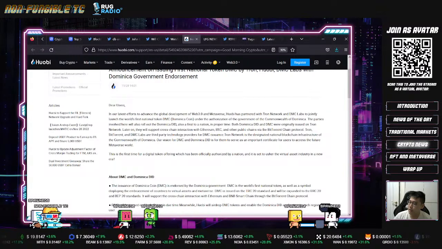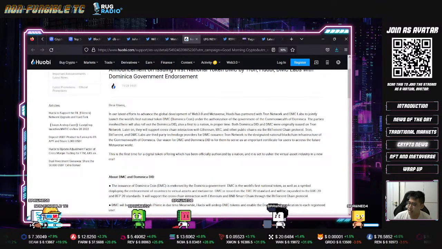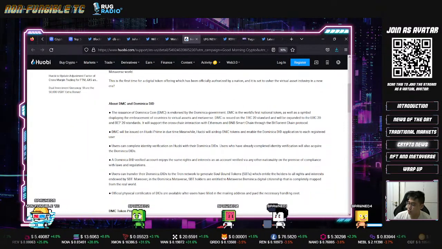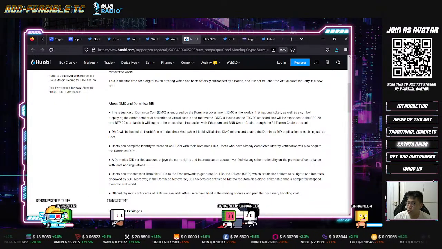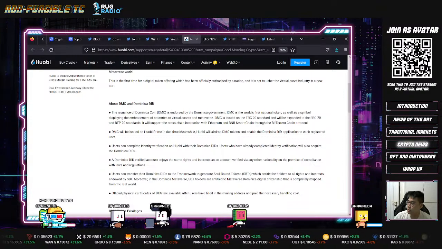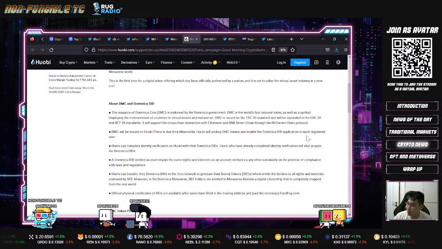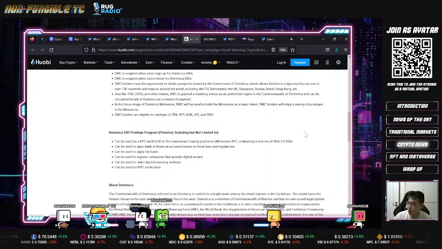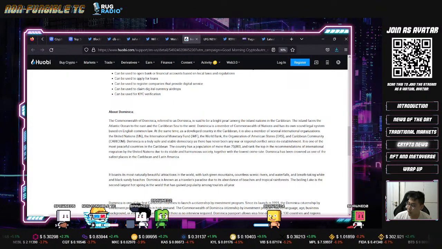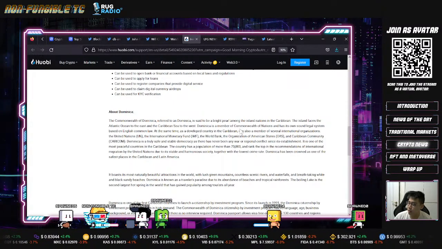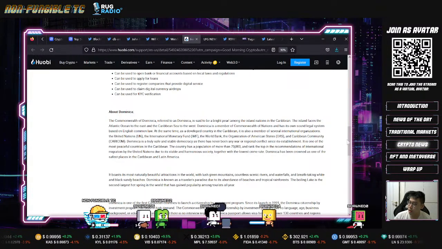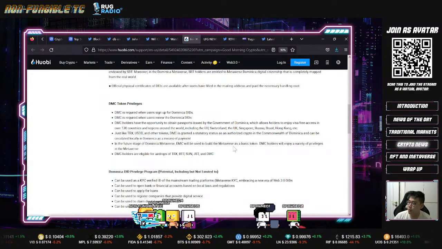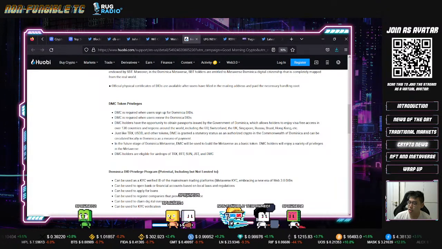The parties involved here will roll out a DID, which is kind of like an ID that is registered on a blockchain, right? So there will be a token. This is a national token, and this token will be issued on Huobi, and then they will airdrop the tokens to enable the DID application to each registered user. So it's interesting to see how the Commonwealth of Dominica, referred to as Dominica, an island nation in the Caribbean, is working with cryptocurrency companies to issue tokens for themselves, right? This DMC will be used to build the Metaverse as a base token and for privileges in the Metaverse.